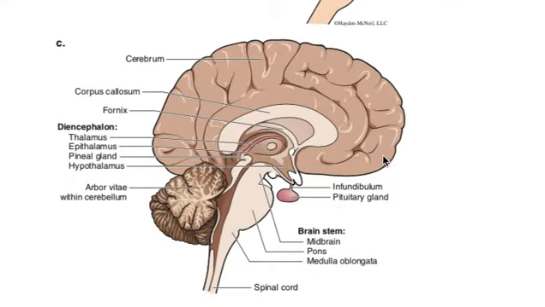Now, what we're looking at here is a mid-sagittal slice of the brain. We've taken a slice down what's called the longitudinal fissure. Now, a fissure is quite deep. A fissure is sort of a sulcus, which is very, very deep and really dives into the brain.